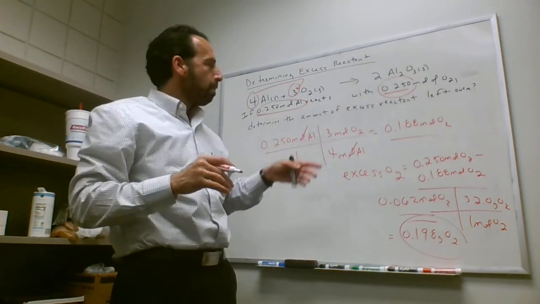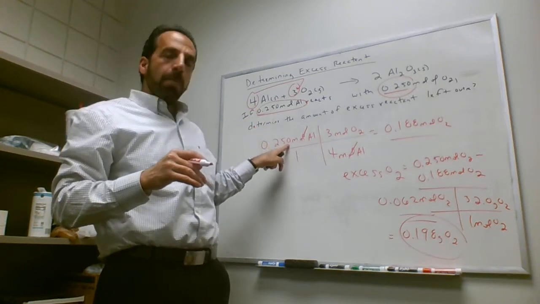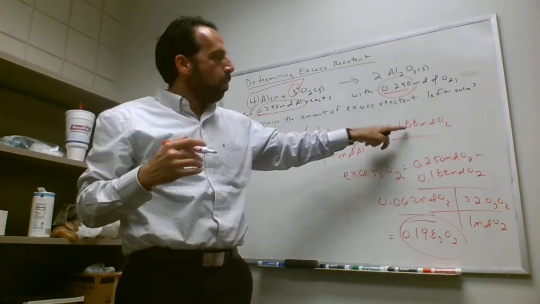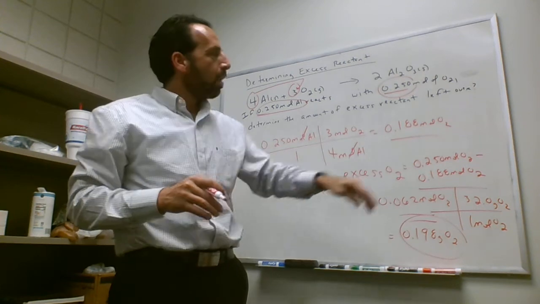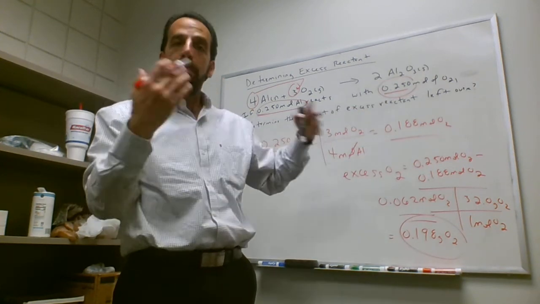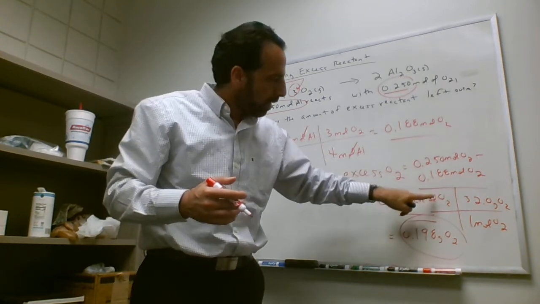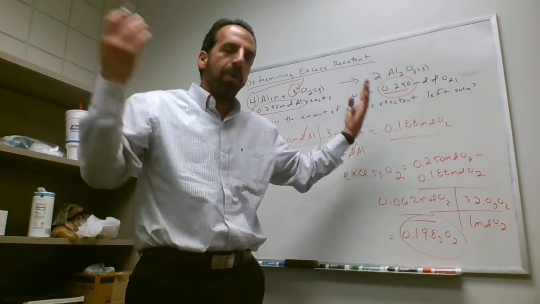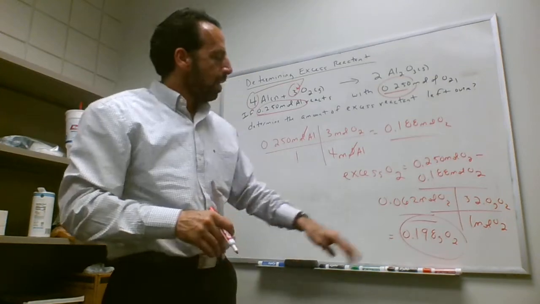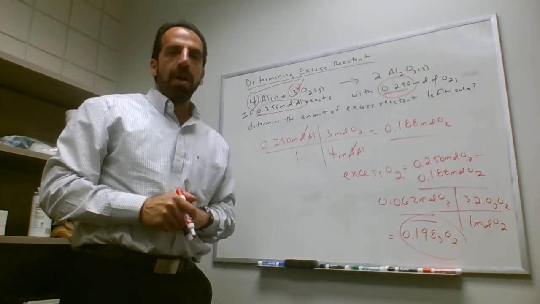So in this case, my aluminum, if all of that reacts, I only need 0.18 moles of oxygen. Well, I added 0.25, so that's my excess. So subtract the amount you needed from the amount that you added. That's your moles of oxygen. I convert to grams. You don't have to convert to grams, but I convert to grams. I got 0.198 grams of oxygen that's left over.